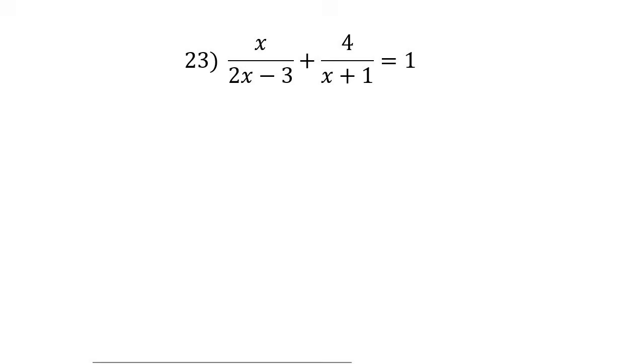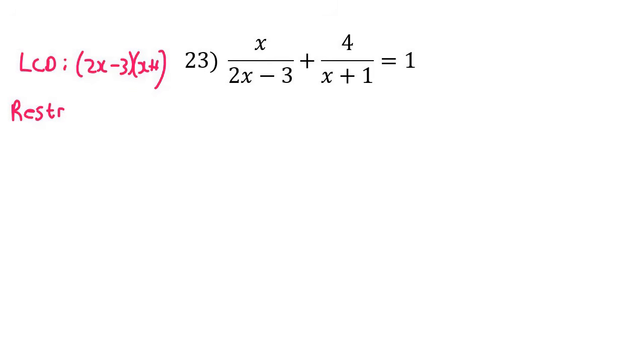With question 23, we can instantly see that the denominators are factorized, and so we can go get our lowest common denominator as 2x minus 3 and x plus 1. So from that, we can get our restriction by saying that 2x minus 3 equals to 0, or sorry, shouldn't equal to 0. Sometimes I put an equal sign, sometimes I put a not equal to. You guys know what I'm trying to do. X plus 1 is not equal to 0.